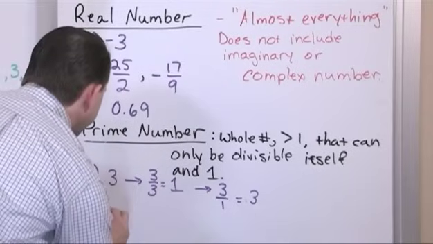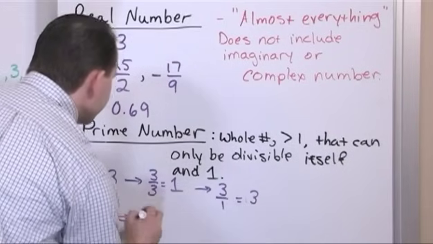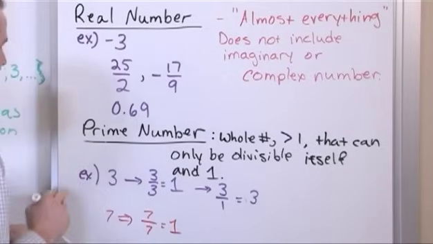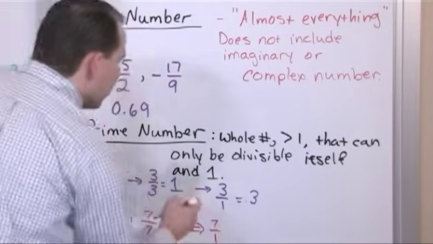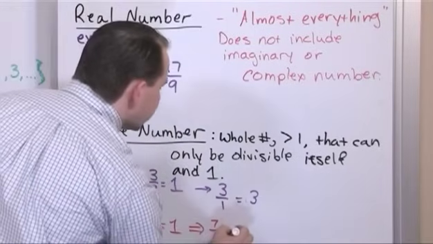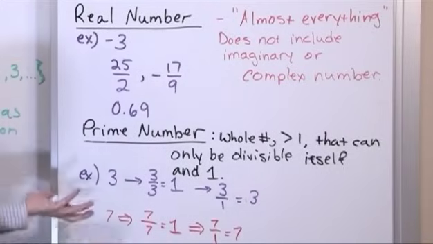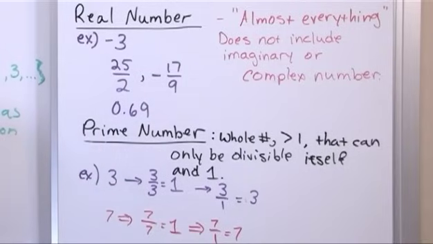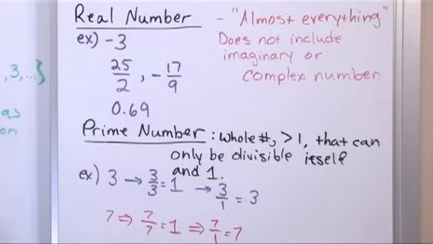Let me give you another example. 7. You can take the number 7 and divide it by itself and get a nice whole number. You can also take the number 7 and divide it by 1, which is what the definition says, and you'll get 7. But if you take the number 7 and divide it by 20, or by 4, or by 5, or by 3, or by anything else other than itself and 1, you're not going to get a nice even division. And so because of that, 7 is prime, just like 3 is prime.